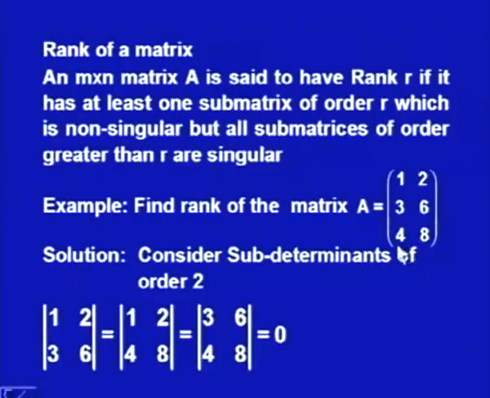So we have a determinant of order 1 which is non-zero, and all determinants of order bigger than 1 are 0. So we can say the rank of this matrix cannot be 2, but the rank comes out to be 1. So that is how we define the rank of a matrix.